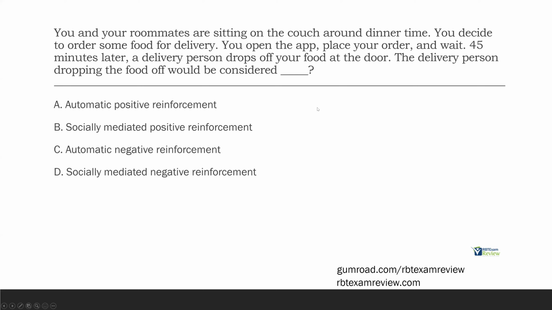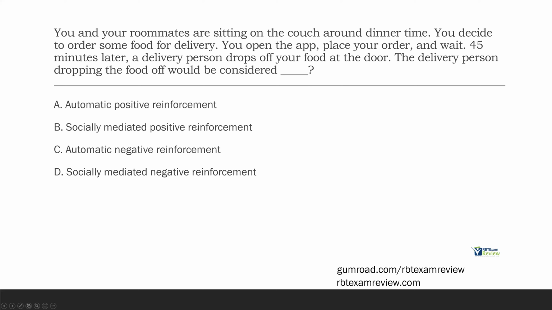In this case, when you order food from an app and wait, and then 45 minutes later, a delivery person gives you food at the door, reinforcing your behavior, well, is that automatic or socially mediated? Well, it's obviously socially mediated, right? Automatic, again, means alone. You need that delivery person to deliver that reinforcement to you. The delivery person dropping off food would be socially mediated reinforcement.